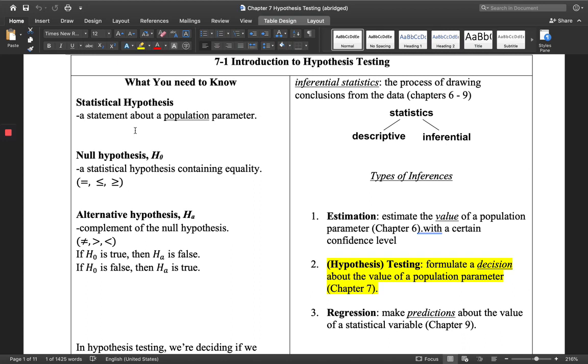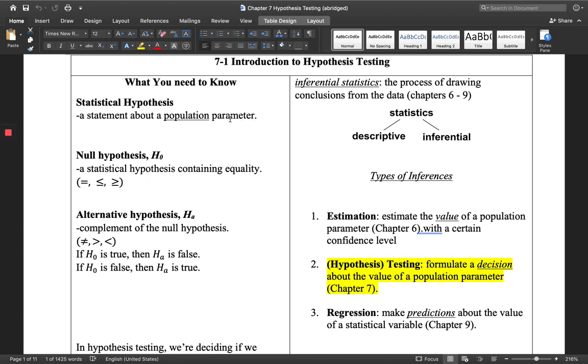Just kind of remember with me some of these words, what they meant. Population is when we're talking about every data point in the entire population, right? Everything. And parameter is the word that we use when we're looking at numbers for the entire population. The equivalent would be sample statistic if we're looking at only a portion of the population. Okay, so a hypothesis is we're making some guess or some estimate about what that population parameter is.